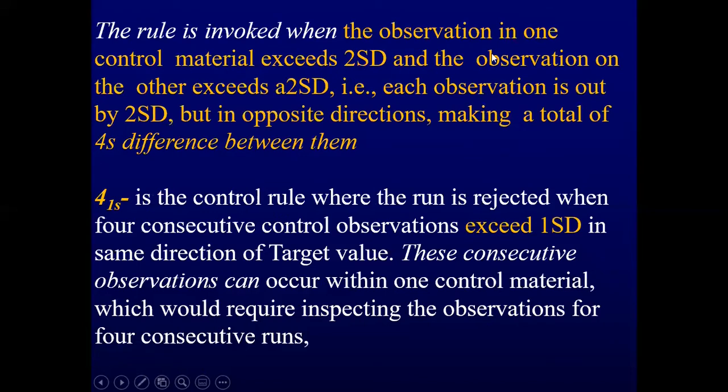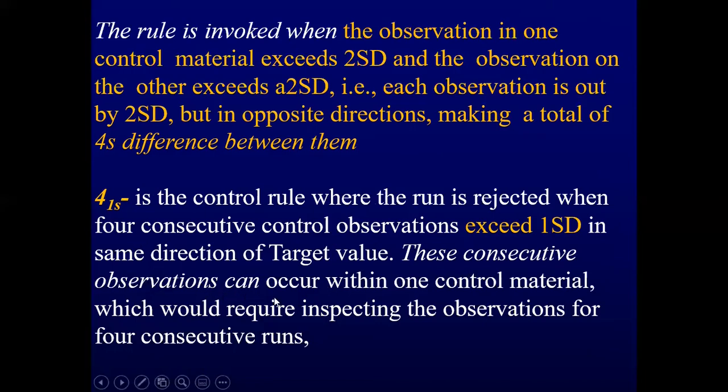The rule is invoked when the observation in one control material exceeds two standard deviations and the observation on the other exceeds two standard deviations. That is, each observation is out by two standard deviations but in opposite directions, making a total of four standard deviations difference between them. Then comes the 4-1s rule. It is the control rule where the run is rejected when four consecutive control observations exceed one standard deviation in the same direction of the target value.